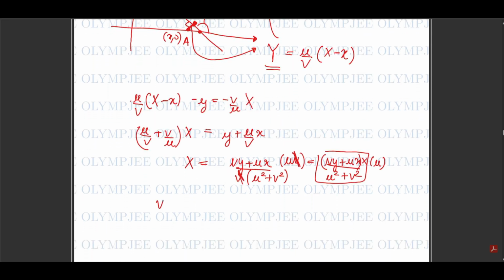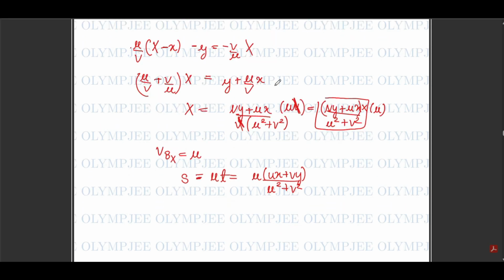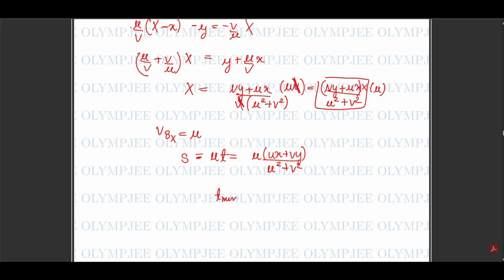And we know that the velocity of B in x direction is u. And the initial position is 0. So s is equal to ut, so the time of approach is given by, which is the same as the above two methods.